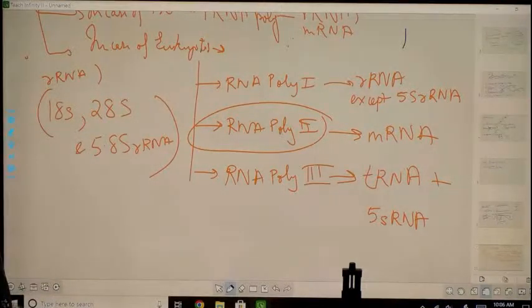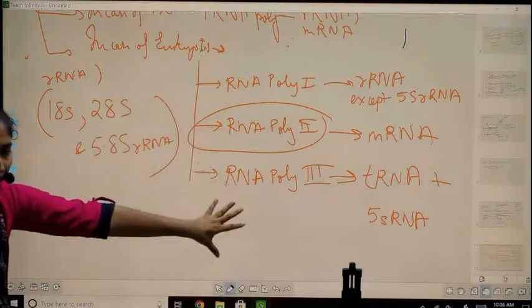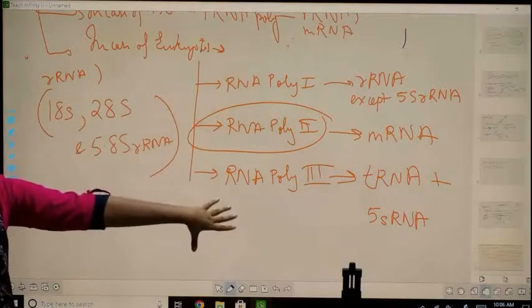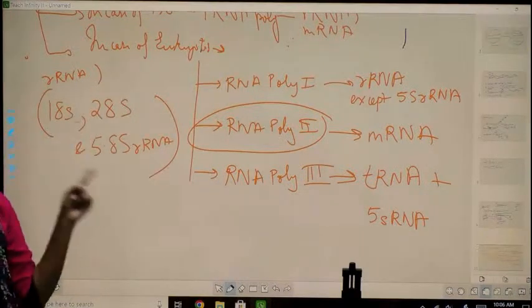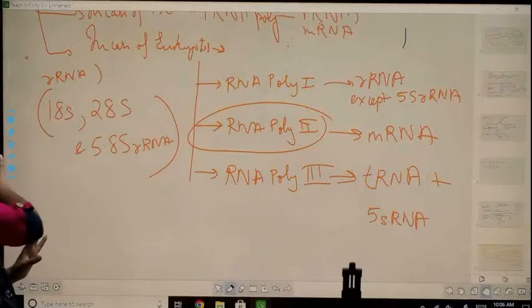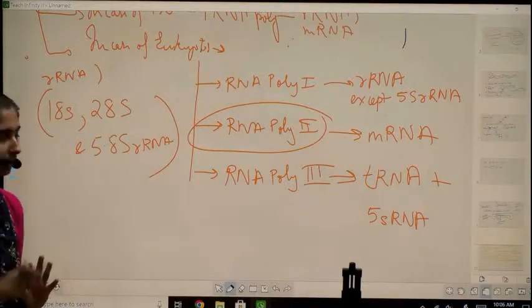So what we see is that in eukaryotes there is additional complexity. There are three different classes of RNA polymerase, whereas in prokaryotes there is just one RNA polymerase that is going to transcribe all the different types of RNA that are there.